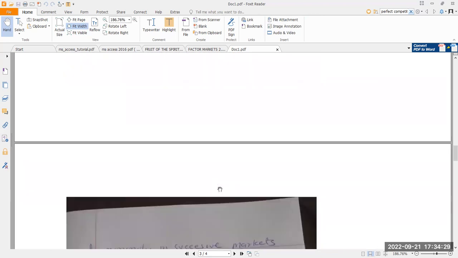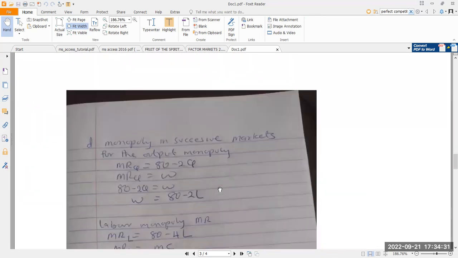The last case is monopoly in successive markets. So both markets have been monopolized. First, we start from the output market. If you go to the output market, the inverse demand function was given as P is equal to 80 minus Q. Remember, they don't use the demand function, they use marginal revenue. And if you want to find the marginal revenue in the output market, it's twice as steep as the demand function. So that will give us 80 minus 2Q.